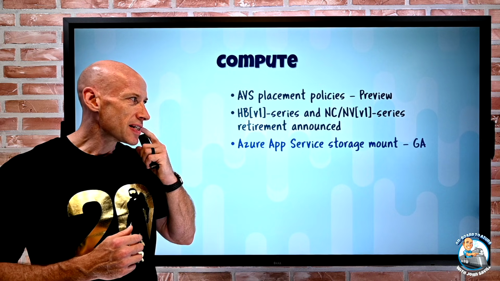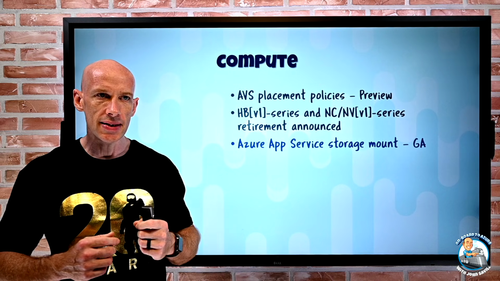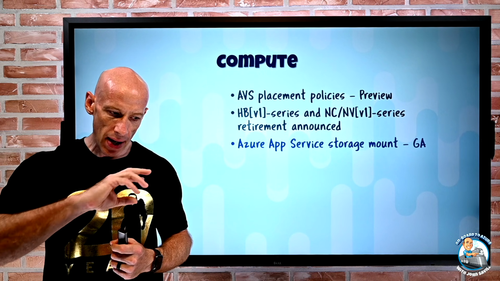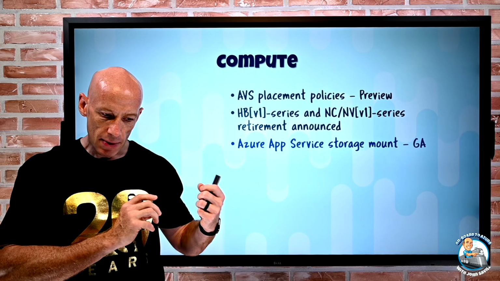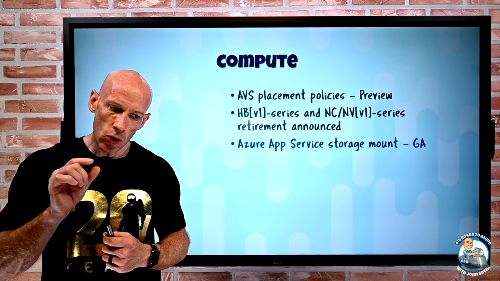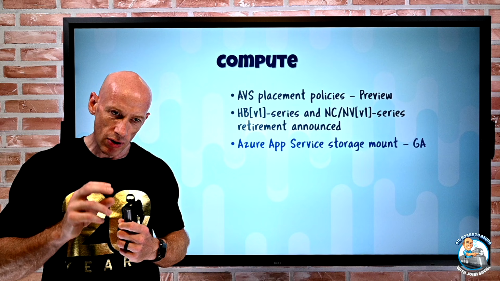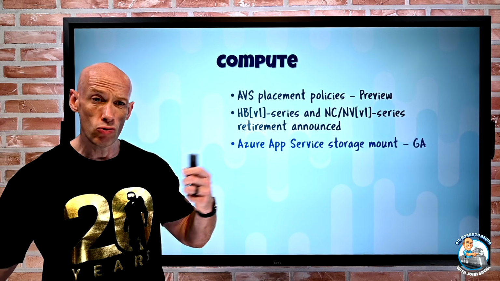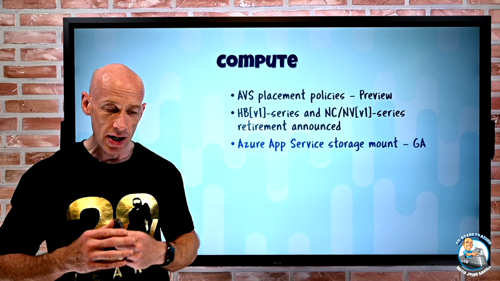Azure App Service now has a storage mount capability in GA. So if I have these Linux-based containers, this could be a built-in container or a custom container, what I can now do is have that Azure storage available as a local share. Now this could be Azure Files, so I could do read-write. It could be Azure Blob, where I just want to read from it.